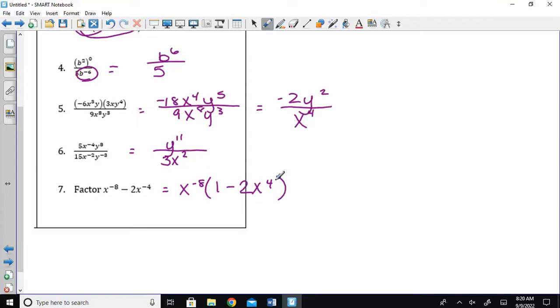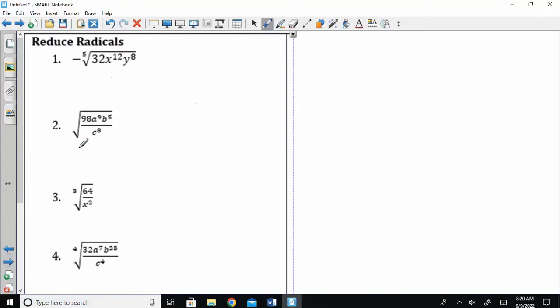So section 6 was radicals. We've got a couple boxes on the bottom with those. So if we start reducing this, I have a negative on the outside, so it stays. Can I do the 5th root of 32? Yeah, 2, so 2 comes out, nothing left. If I have 12 x's, how many groups of 5 can we make? 2. How many left over? If I have 8 y's, how many groups of 5? 1. How many left over? 3.